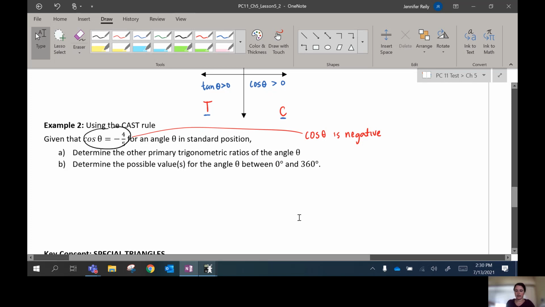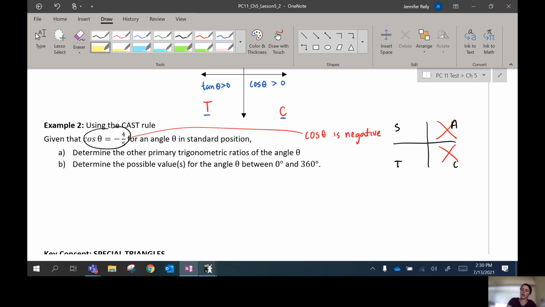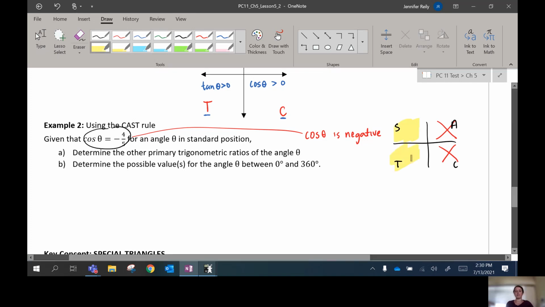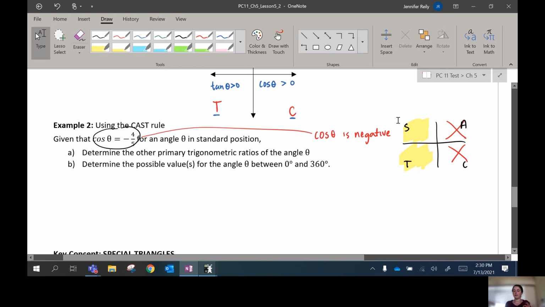So I'm going to just redraw my little CAST rule. This is what I always draw for myself when I'm doing a question like that. C-A-S-T, CAST. And since cos is negative, I know for sure I'm not going to be in quadrant 1 or 4, because those are the quadrants where cos is positive. In quadrant 1, they're all positive, and in quadrant 4, cosine is positive. So I know I'm not going to be there. I know I'm either going to be in quadrant 2 or quadrant 3. It could be either one. So I'm actually going to have two sets of answers, one for quadrant 2 and one for quadrant 3, since cosine is negative in both of those. So when I do part A, I'm going to split it up into two answers.